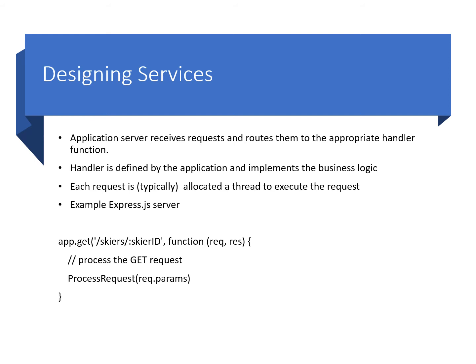For example, in Express.js, the container calls a specified function for requests that match an API signature, known as the route path and HTTP method. And you can see an example of this on the slide. We have a method that will be called when the client gets a GET request for a specific skier profile as identified by the value skier ID.